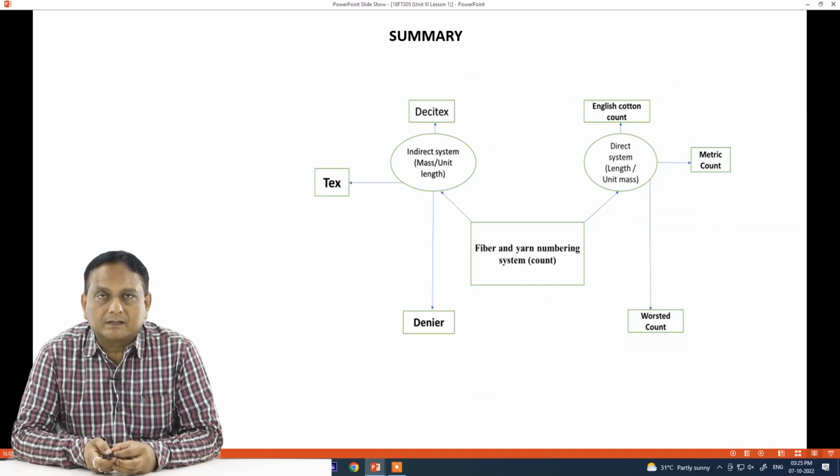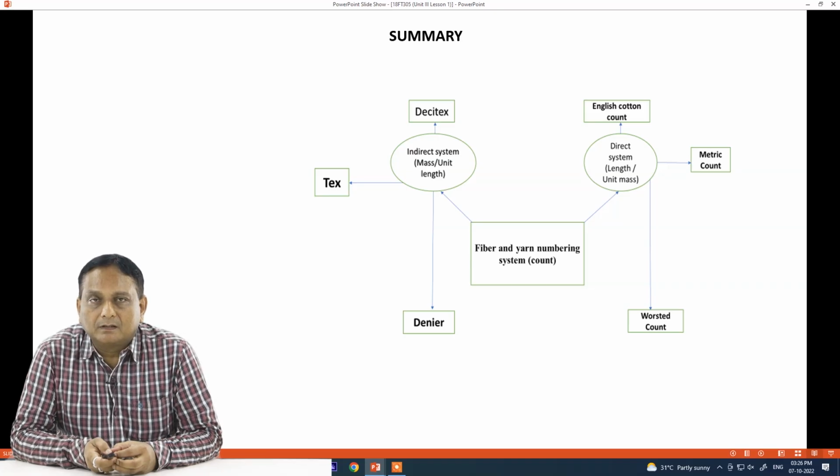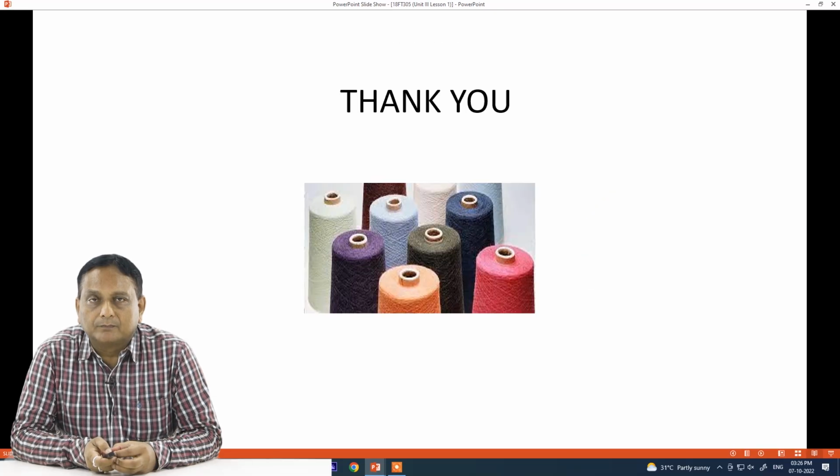Now let us see the summary of today's lesson. We have seen the fiber and yarn making system and the count, and in that we have seen the direct count and the indirect count. In the direct count system we have seen denier, decitex and tex, and in the indirect method of counting we covered the indirect English count, the metric count and the worsted count. So that we have covered in this lesson.